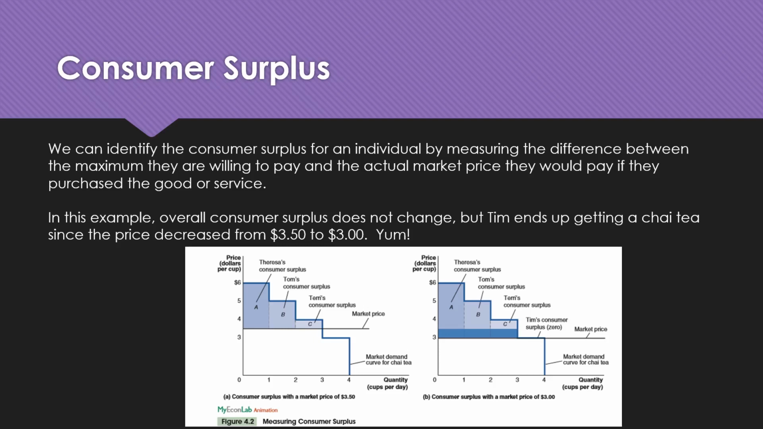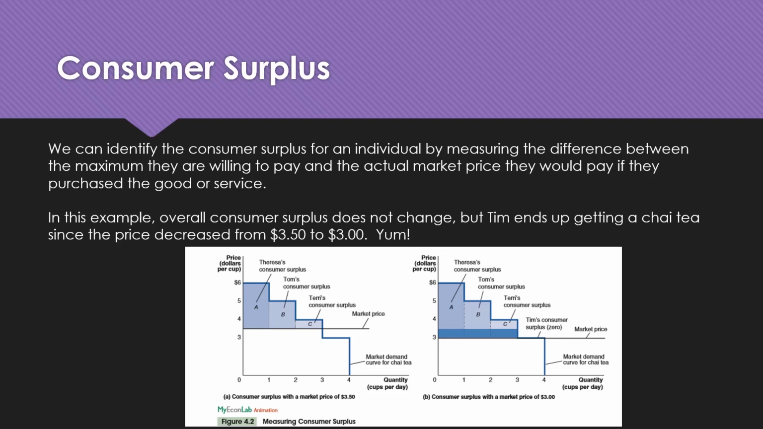Tom was willing to pay $5, now that's $3, so he gets $2 of consumer surplus. Terry was willing to pay $4, now is only having to pay $3, so she gets $1 of consumer surplus. Tim was willing to pay $3, so now he's going to buy the chai tea at $3. He's not going to get any consumer surplus because he's paying the maximum price he's willing to pay, but at least he gets his chai tea now.